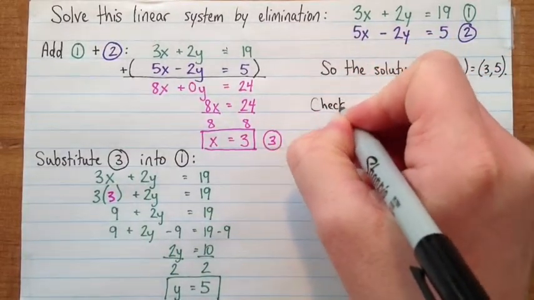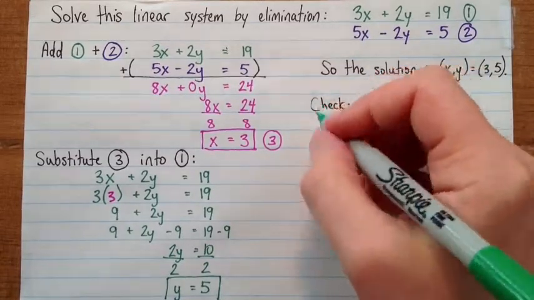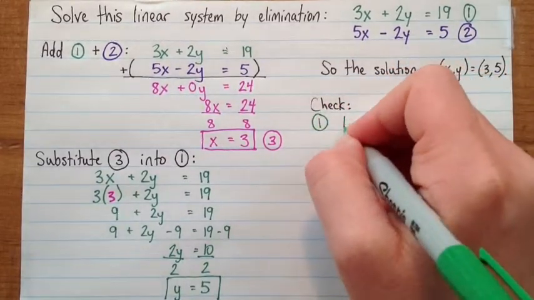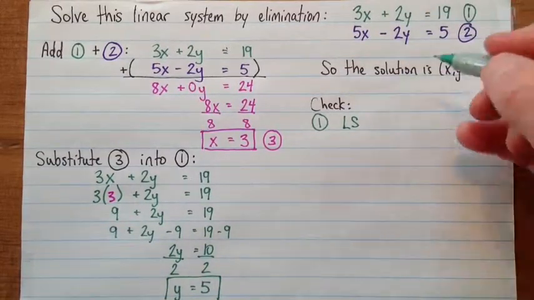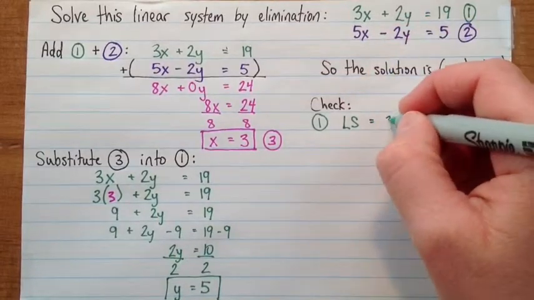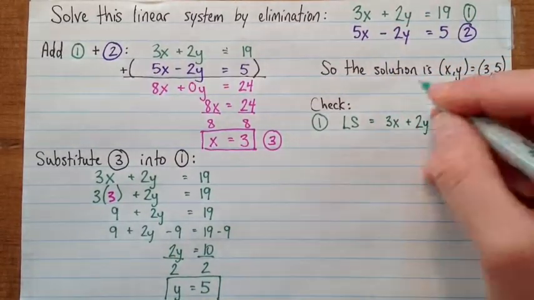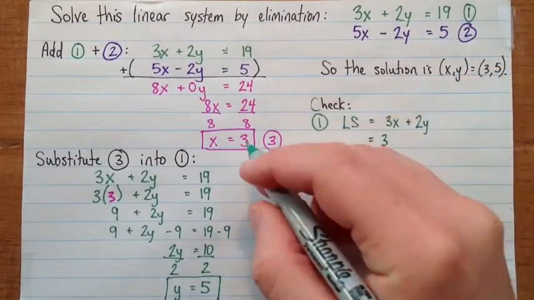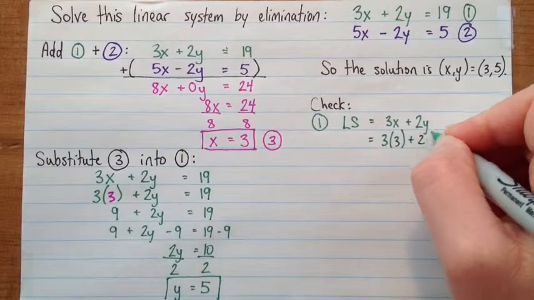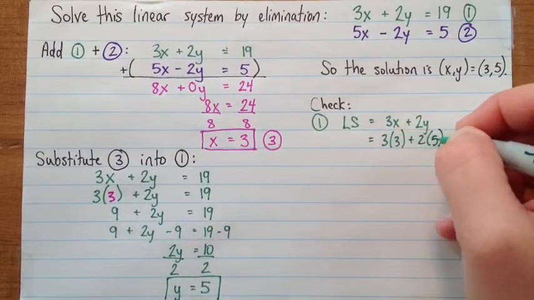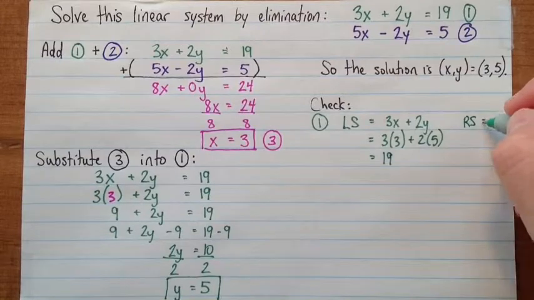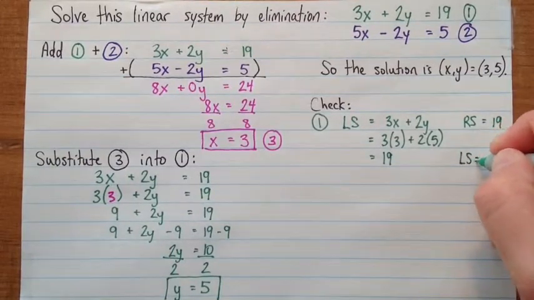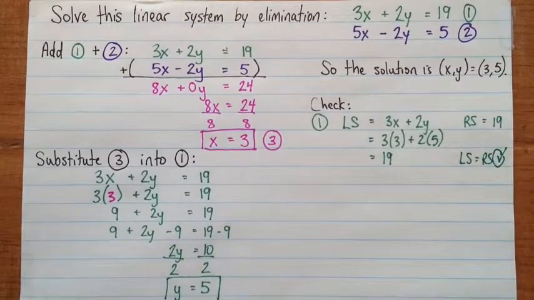Now I just have to check. I'll do equation 1 first. I'll do left side, right side on this. Don't write the whole equation down saying that 3x plus 2y equals 19, because what we're actually doing right now is checking, does it equal 19? So the left side is 3x plus 2y, and stop right there. Then we'll substitute the values in. 3 times 3 plus 2 times 5. So that's 9 plus 10, that's 19. And the right side, that one's easy, is 19. So left side equals right side. And then you can give yourself a celebratory check mark there.